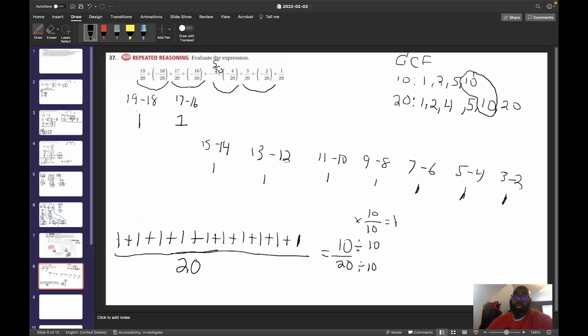So anytime you multiply anything by 1, it's still an equivalent fraction. So this top 10 divided by 10 is 1. 20 divided by 10 is 2. So your answer is 1/2.